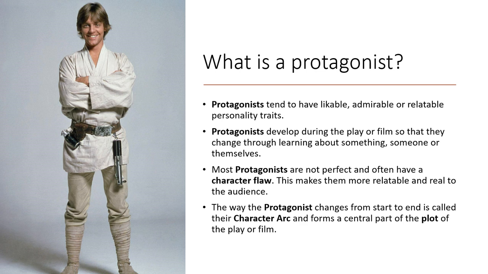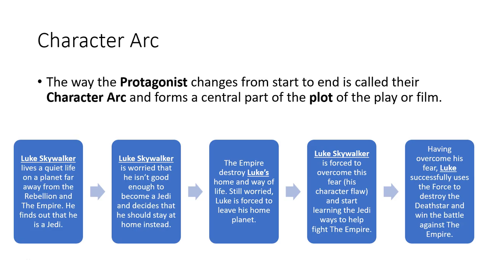So we take our protagonist, Luke Skywalker, from A New Hope, and we look at that story arc that he follows in the film. He starts at the beginning of the film, over here, where he lives on a quiet planet far away from the rebellion, and he's a warrior. And he finds out that he's a Jedi. And he develops that, but of course he's not too sure about it. He thinks he's not going to be good enough to overcome his fear of it. So he decides that actually he doesn't want to become a Jedi, and that he wants to stay at home.